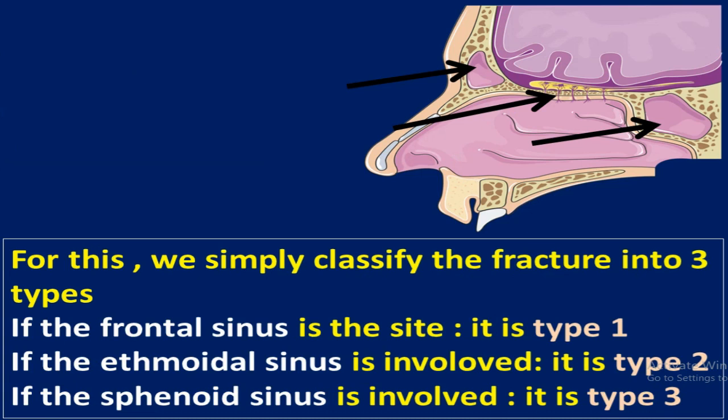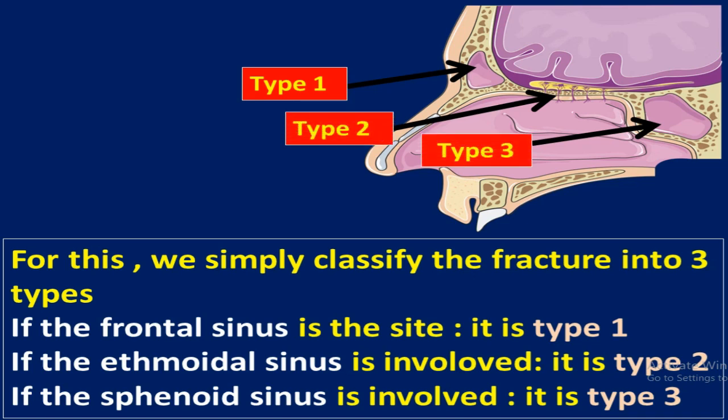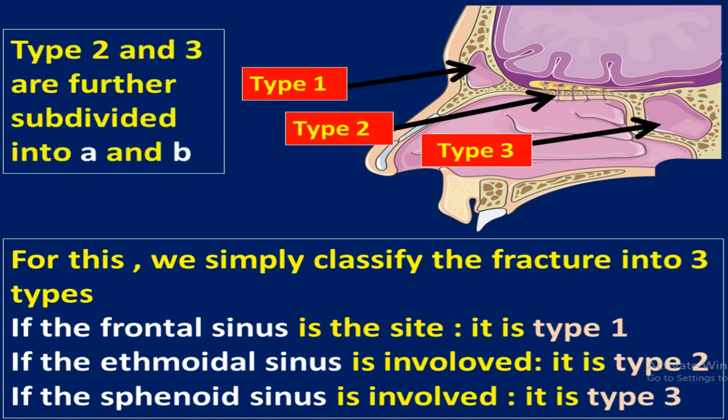For this, we simply classify the fracture into three types. If the frontal sinus is the site, it is type 1. If the ethmoidal sinus is involved, it is type 2. If the sphenoid sinus is involved, it is type 3. Type 2 and type 3 are further subdivided into A and B.